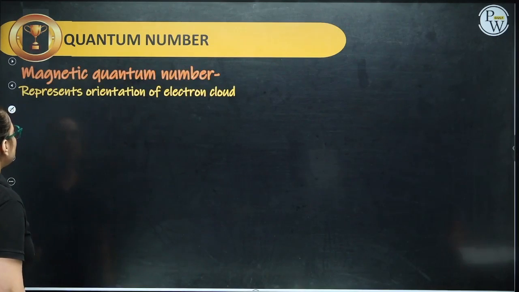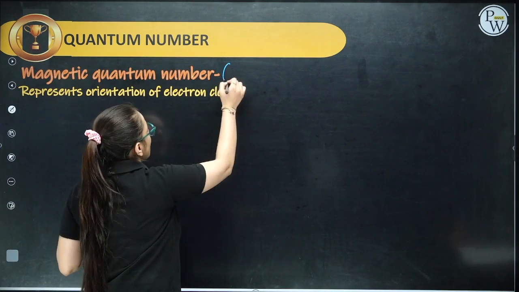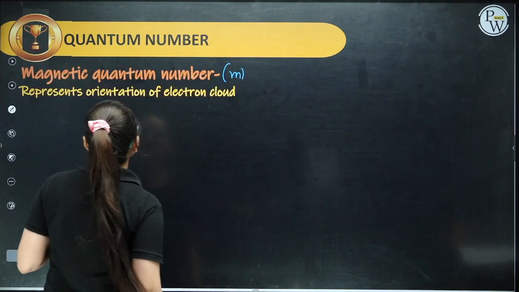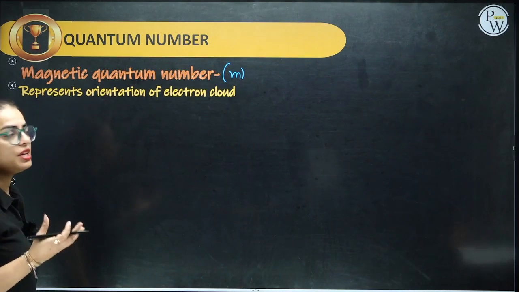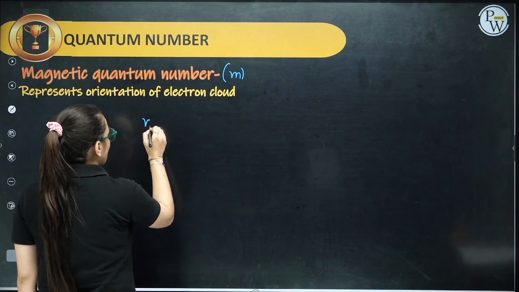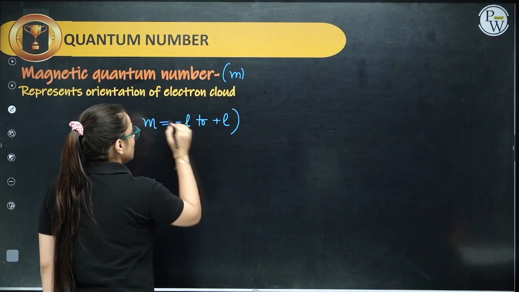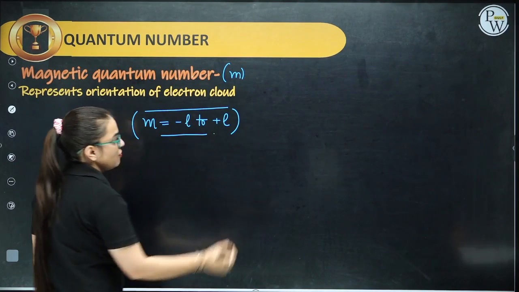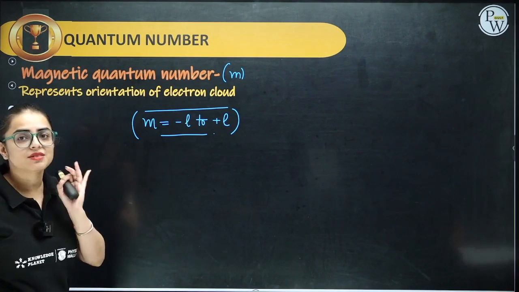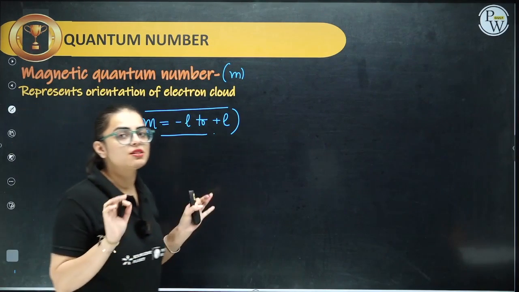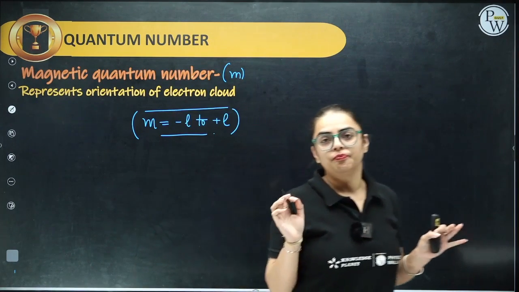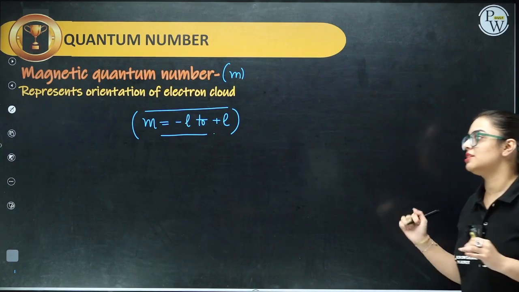Coming to the third type, it is the magnetic quantum number, represented as small m. It represents the orientation of the electron cloud, students. How do you calculate m? m is basically minus l to plus l. Very simple. Clear, everyone? m is basically minus l to plus l.